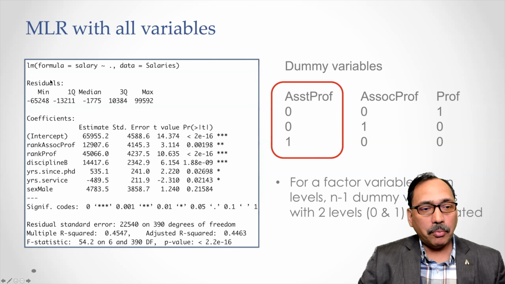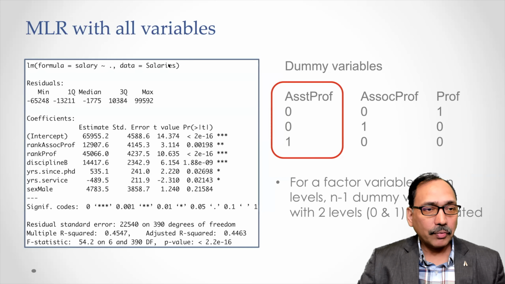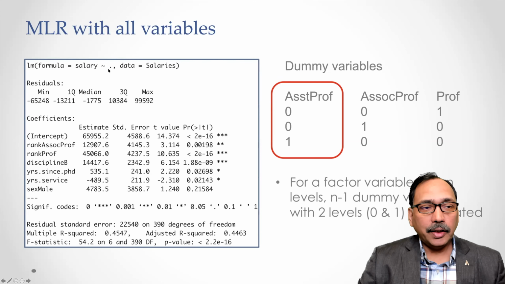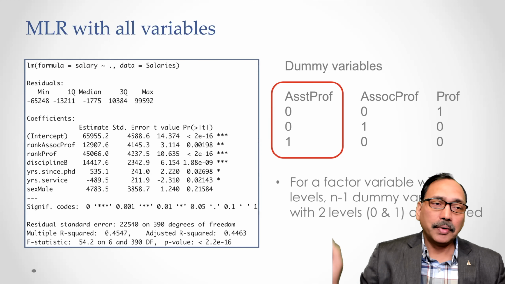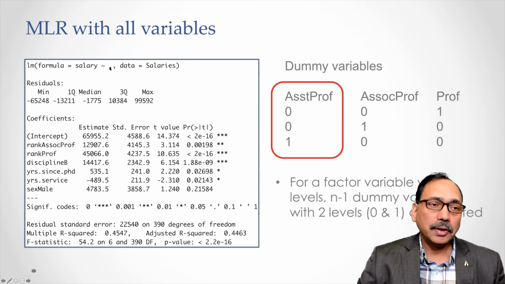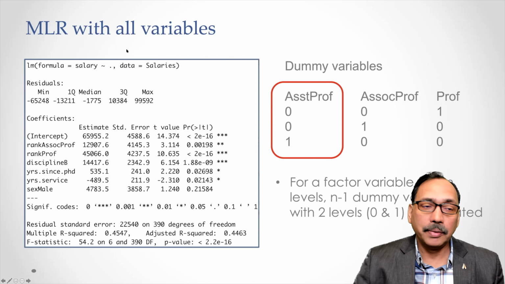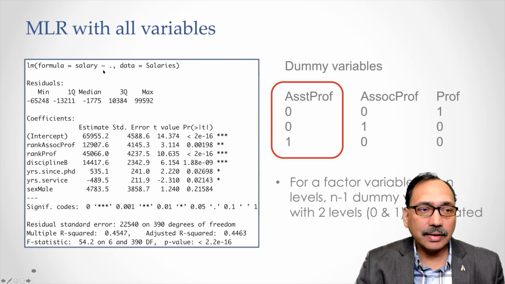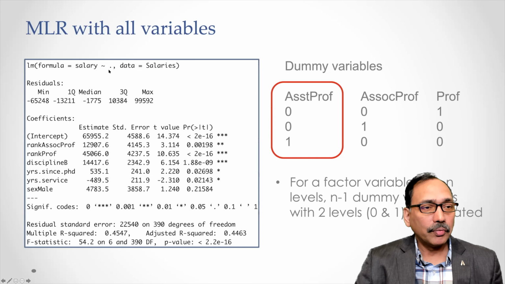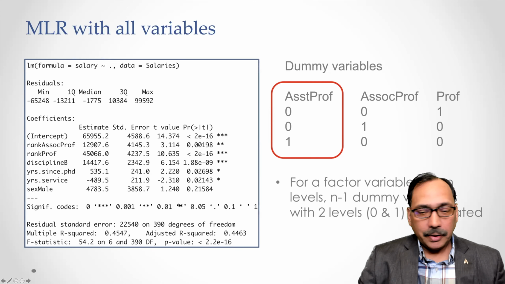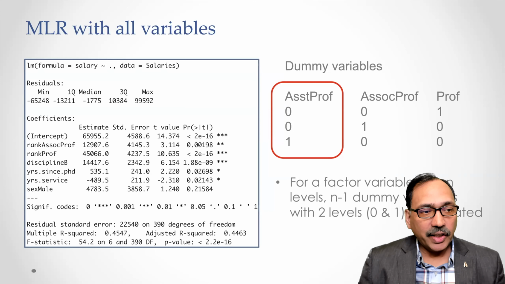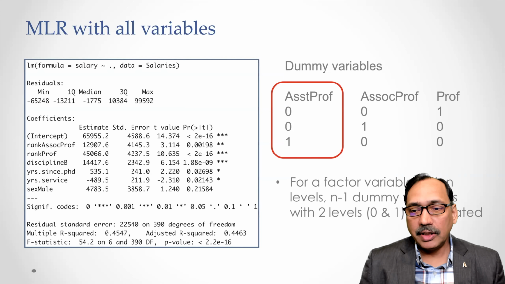But the way we run this model is straightforward. We do the same thing that we have been doing so far. One thing you'll notice is that I have taken a shortcut here. Salary tilde, instead of writing each and every variable name, if we simply put a dot or a full stop, that automatically means we are talking about all other variables as independent variables. So this is the example with some of the independent variables being factor variables.